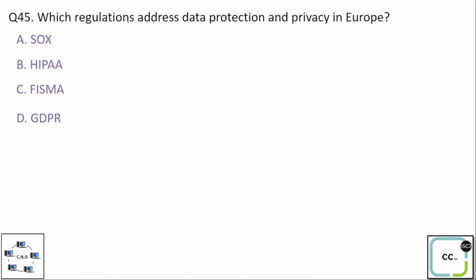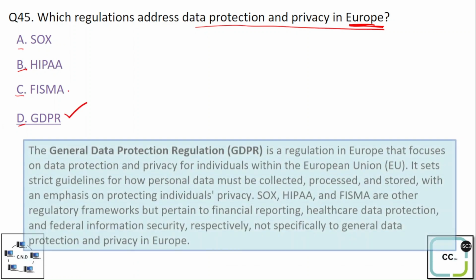Question number 45. Which regulations address data protection and privacy in Europe? So we are talking specifically about data privacy and protection inside Europe. And the options are option A, SOX, option B, HIPAA, option C, FISMA, and option D, GDPR. And the correct option is option D, GDPR.